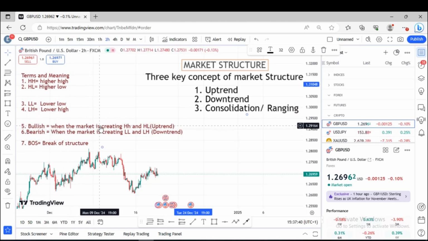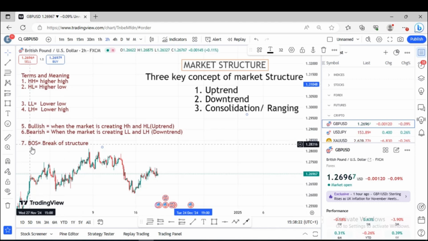Number five is bullish. That is when the market is creating a higher high and a higher low, which is an uptrend direction. Then number six is bearish. This is when the market is creating a lower low and a lower high. That means the market is in a downtrend. So whenever you hear bearish, you know that the market is in a downtrend. Whenever you hear bullish, you know that the market is in an uptrend movement.